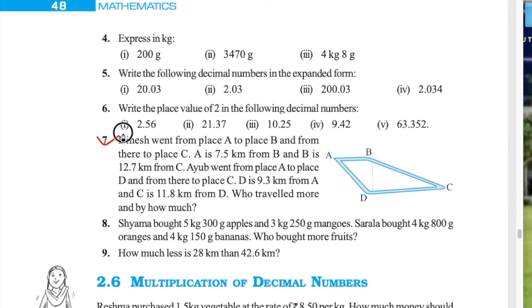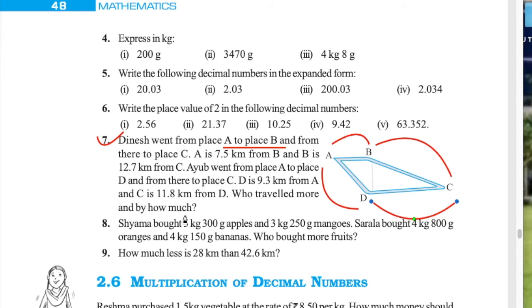We have question number 7. In question number 7, it is asking: Dinesh went from place A to place B, and then from B to place C. A is 7.5 km from B and B is 12.7 km from C. Ayub went from place A to D, and then D to C. D is 9.3 km from A and C is 11.8 km from D. Who traveled more and by how much?